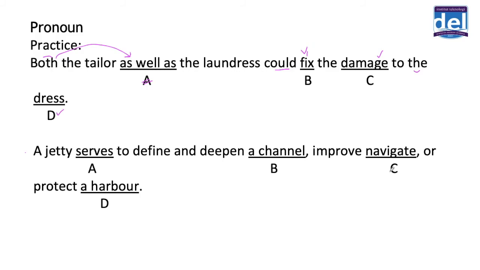The part which is wrong is C because it is not parallel. There's a sign of or, which is a coordinate conjunction. That means parts of the sentence must be parallel. Here we have verb, noun, verb, and verb, noun. All parts are parallel except this one. So this is the answer.